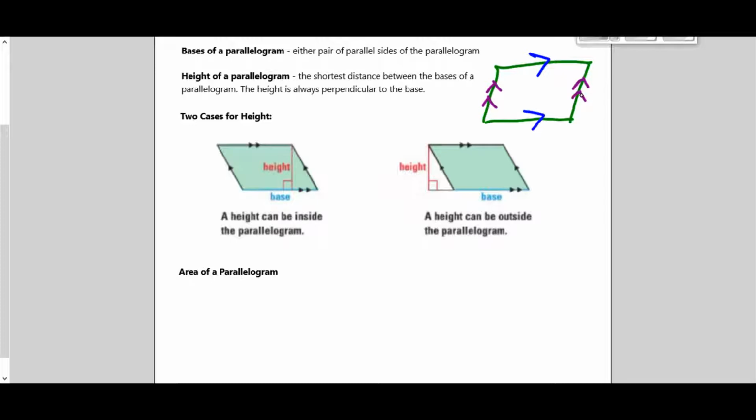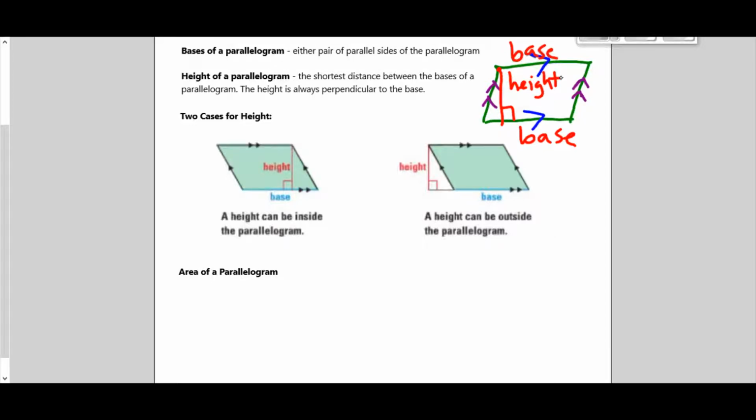The height of a parallelogram is the shortest distance between the bases of a parallelogram, and the height is always perpendicular to the base. So when we say the shortest distance, we're going to start at one of the corners here. For example, if this is a base, then this is a base up here as well, because they're parallel. They're never going to cross. So these are your bases, and the height is always perpendicular to the base. So we're going to make a height from here to here. This would be your height. So that's sort of what a parallelogram looks like.